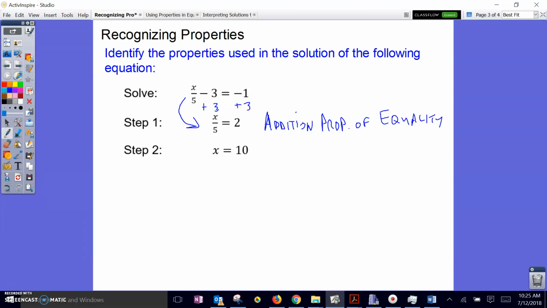And now, in my next step, going from step 1 to step 2, what did I do to both sides of the equation? I multiplied both sides by 5. And so I multiplied both sides by the same number and maintained the equality. So that is the multiplication property of equality. And that's a skill that you're going to need to have, being able to identify what properties are used in these various steps. Let's do one more example.